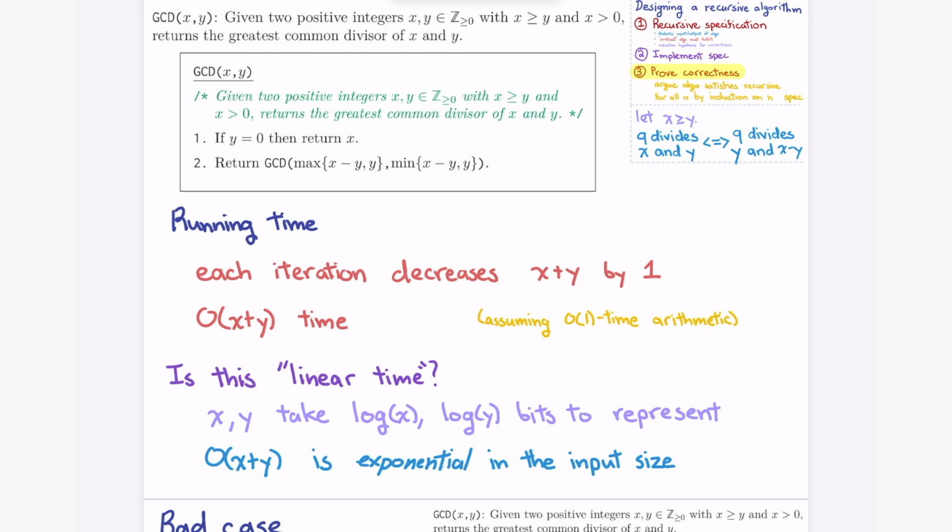So we're going to try to do a little bit better, right? So sometimes with numbers, you need to watch out for this. What is really a polynomial running time? What's my actual input size? I'm really interested in what's the running time as a function of the input size.